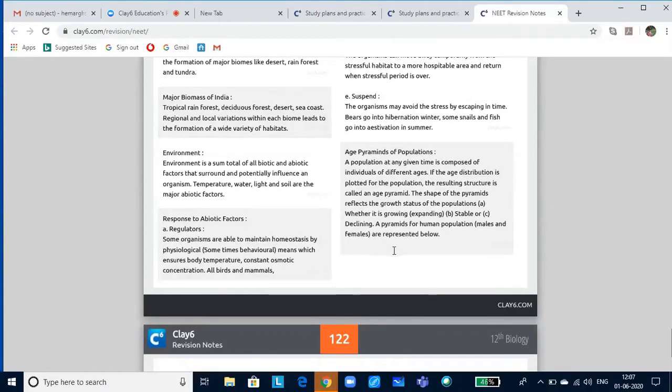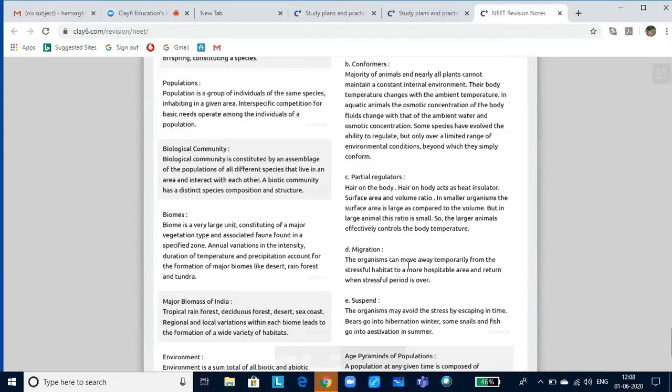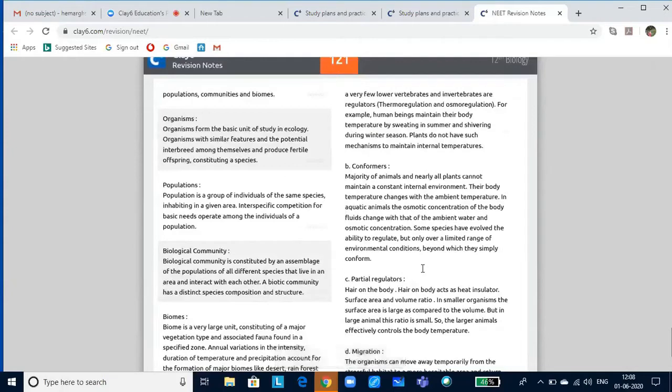Regulators are organisms that are able to maintain homeostasis by physiological means, which ensures a constant body temperature and constant osmotic concentration. Examples are mammals and birds, and a very few lower vertebrates and invertebrates are regulators. So mainly they will be able to regulate the temperature and also show osmoregulation. Human beings can maintain their body temperature by sweating profusely in summer and shivering during winter. But plants do not have such mechanisms to maintain internal body temperature.